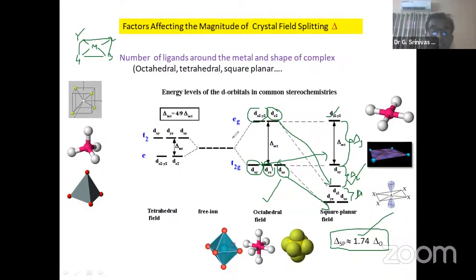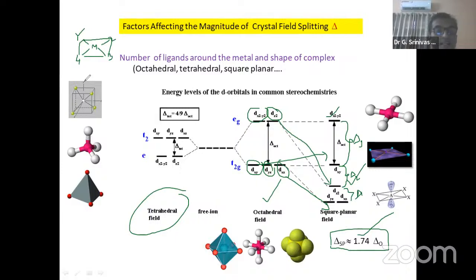Now coming to the tetrahedral field. Tetrahedral splitting also takes place because the ligands approach to form the tetrahedral structure from in between the axes. Here the tetrahedral is there.